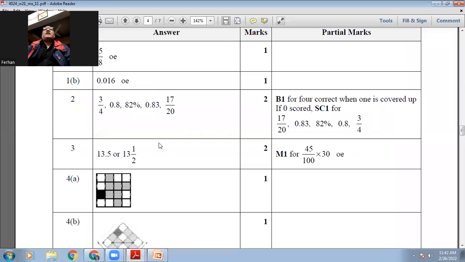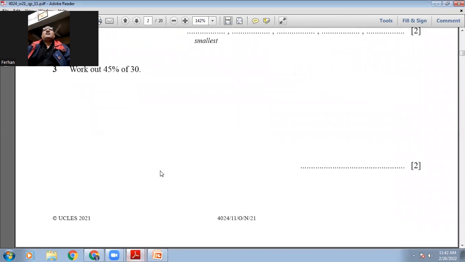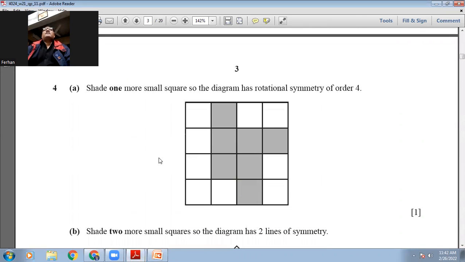So let's check the answer, 13.5%. Okay, so our answer is right. So move to the next question. Here we go. He says shade one more small square so that the diagram has a rotational symmetry of the order 4.